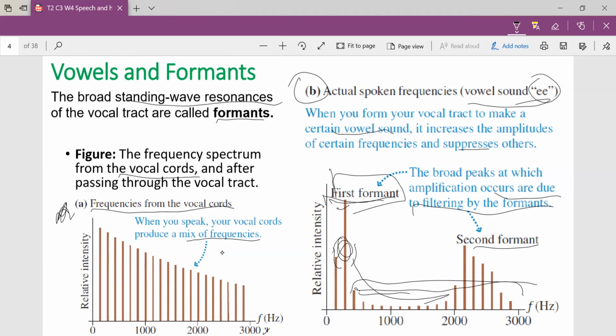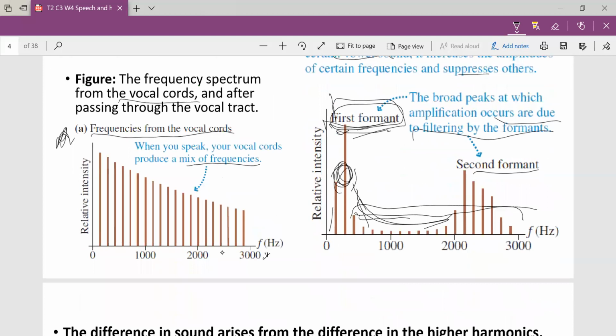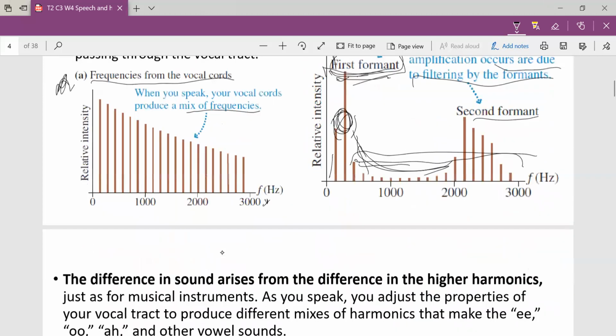So the frequency around this formant has to be suppressed for this first formant to stand out. These are suppressed so that this can stand out to our hearing. And then we'll have other formants coming up, which can be accompanying sound to when we speak.